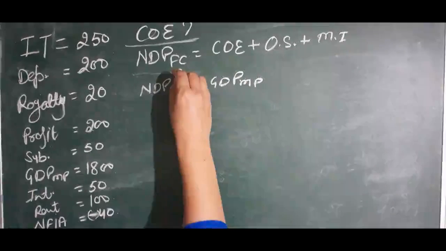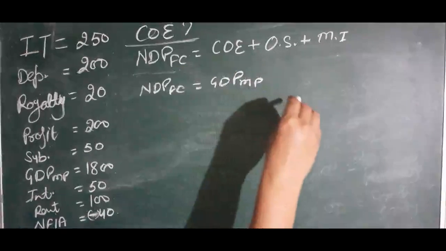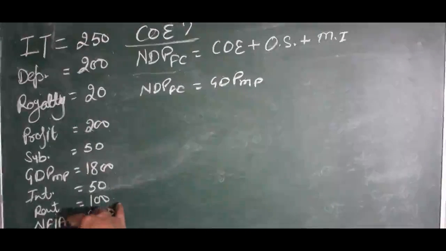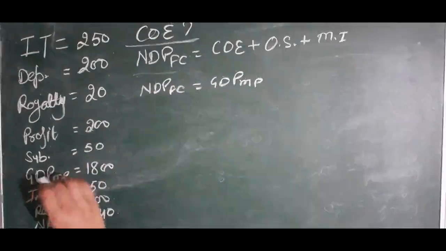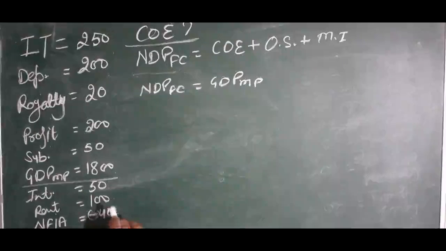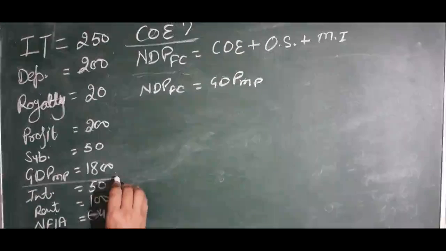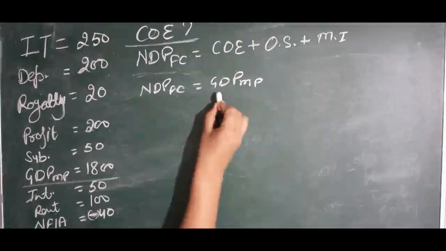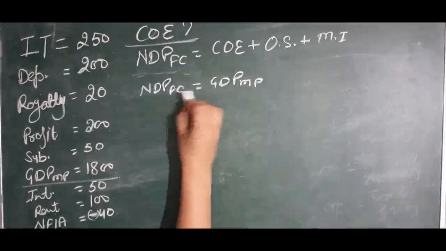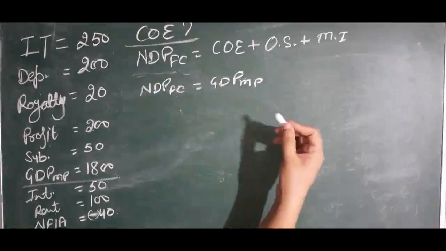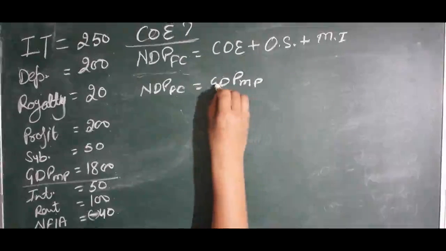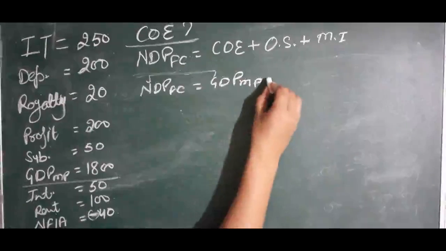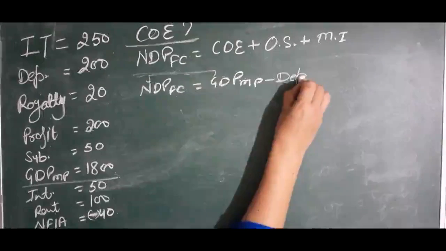If we have NDP at FC, then we can easily calculate the operating surplus. But in this question, we are not given NDP at FC, but we are given GDP at MP. First, we will calculate NDP at FC from GDP at MP. So, we have to do some adjustments. First, gross to net. Gross to net means minus depreciation.